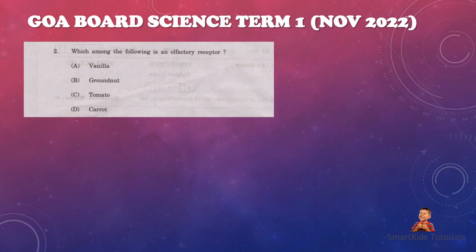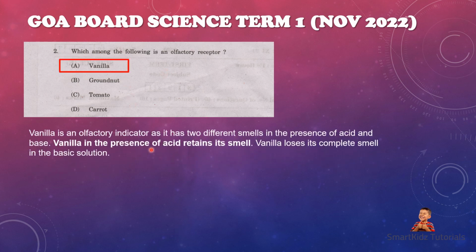Next question: which among the following is an olfactory receptor? Olfactory means where smell is involved, nose is involved. Answer is vanilla. So vanilla is an olfactory indicator, and it has 2 different smells in the presence of acid and base. In the presence of acid, it retains its vanilla smell, whereas in the presence of base, it loses its smell completely.